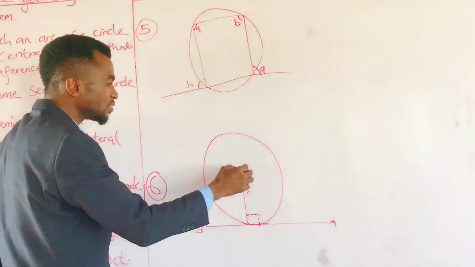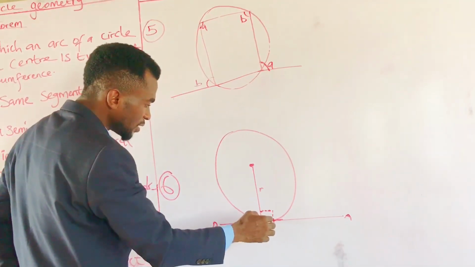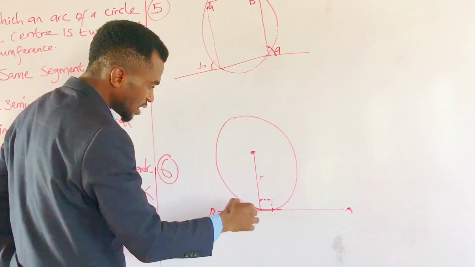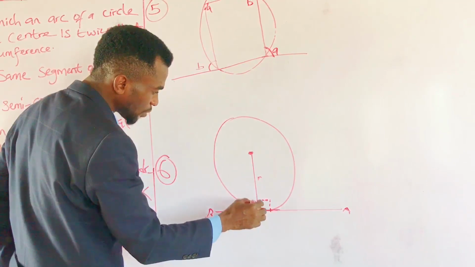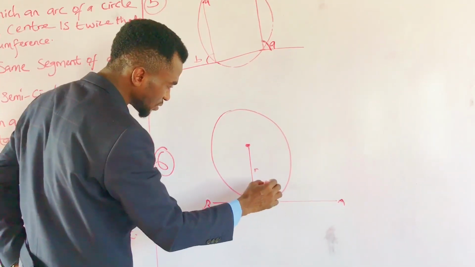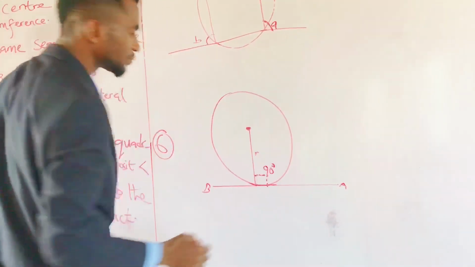Now, the radius is meeting the tangent at this point. This is the radius and this is the tangent. So they are meeting at this point, and the law says that this place is perpendicular. That means this place is 90 degrees.